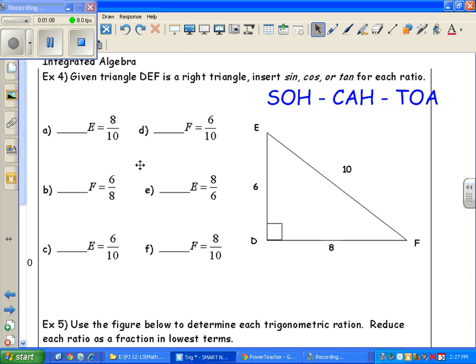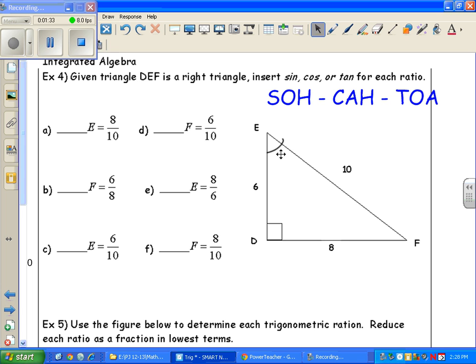So in example 4, we're given ratios for certain angles, but we're not told which ratio it is. So in 4a, we're told that the ratio for angle E is 8 to 10. So the first thing I want to do is go into my diagram, and I see triangle DEF here, which has measurements of a leg of 6, a leg of 8, and hypotenuse of 10.